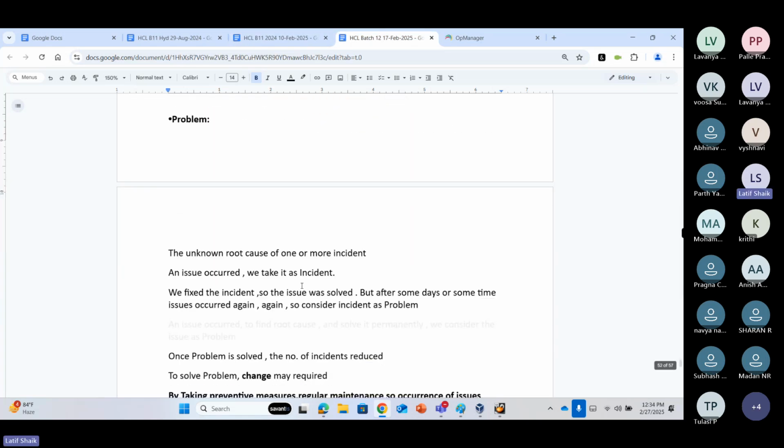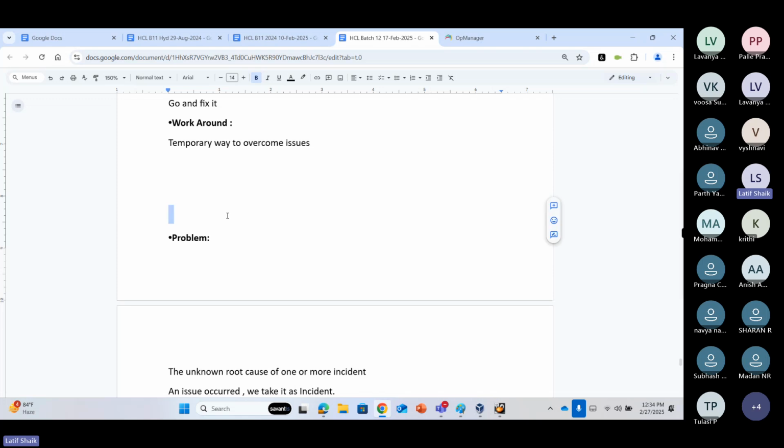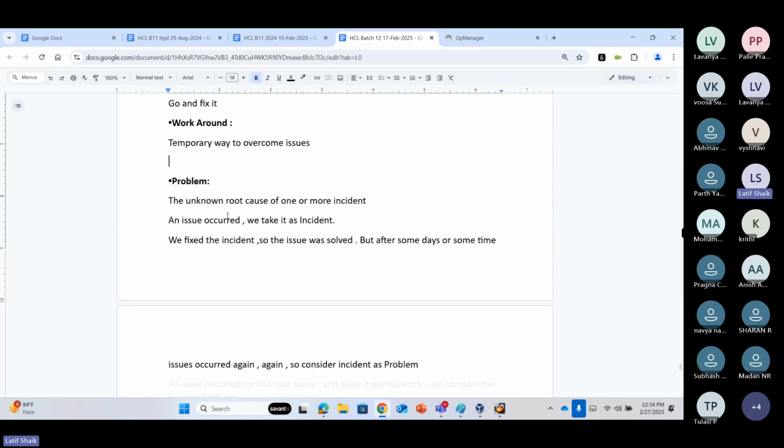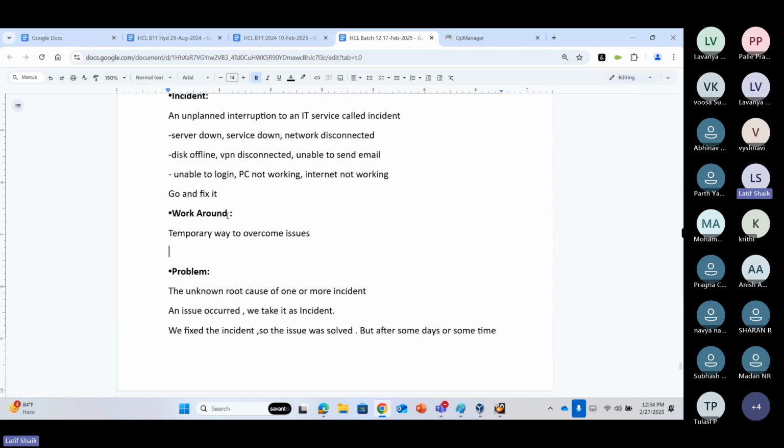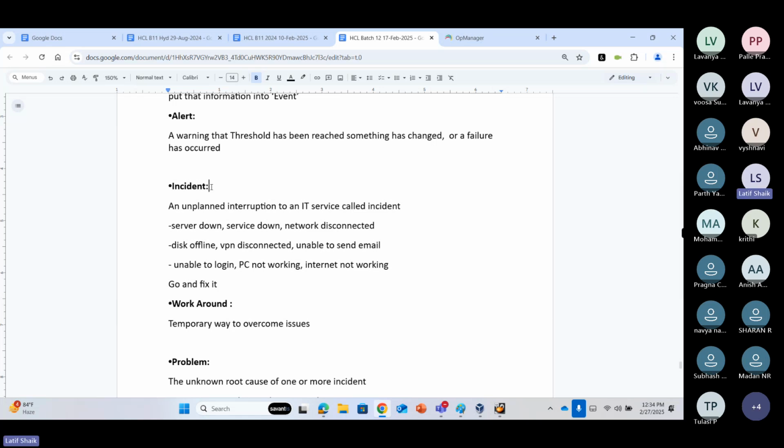Now it is incidents. Okay. What is this incident? What is a problem? And we'll see. What is an incident? An unplanned interruption to IT services is called an incident. A reduction of service quality is also called an incident.